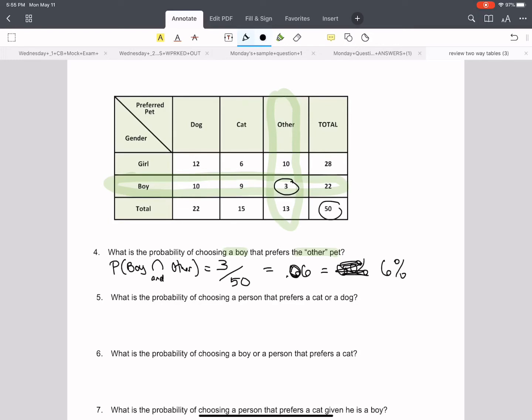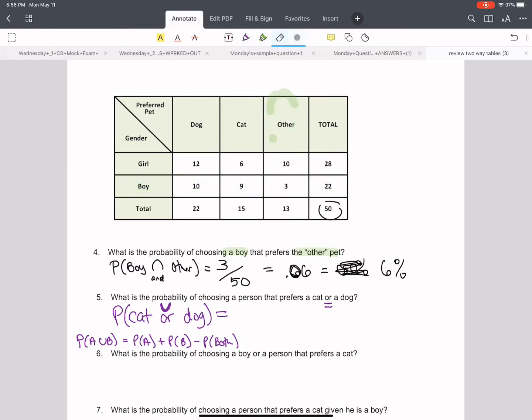Sorry, miscalculated. Okay, so now what is the probability of choosing a person that prefers a cat or a dog? Now we're getting to something a little more complicated. That's a 2-letter word that really complicates things, the word or. So this is the probability of cat or dog, with the or symbol. Now I'm going to use my formula for that. The probability of A or B is the probability of A plus the probability of B minus the probability of both. I know you can't pick both cat or dog, but I still like to put the or in there.